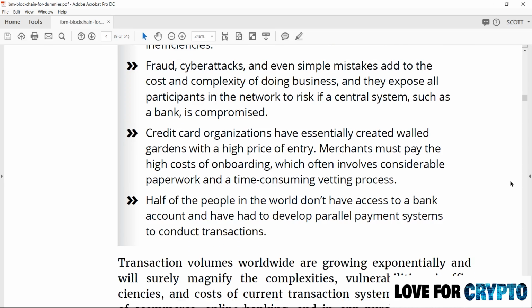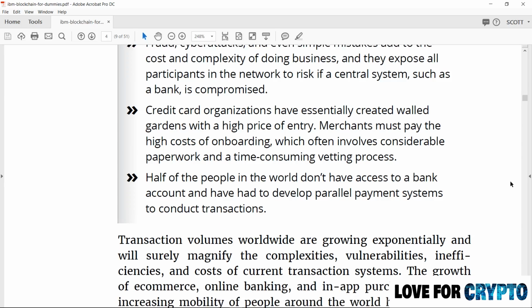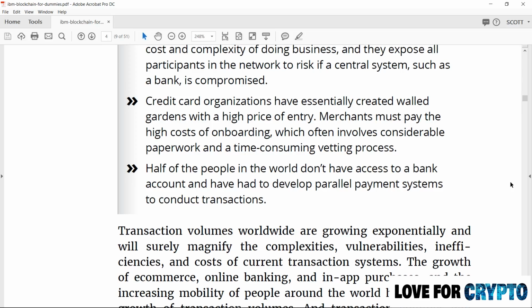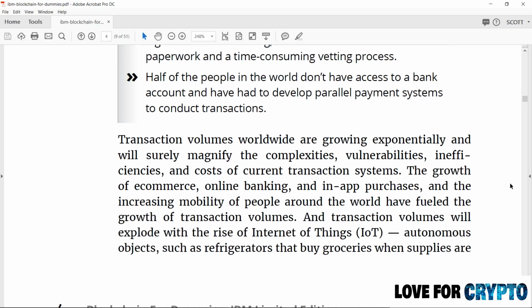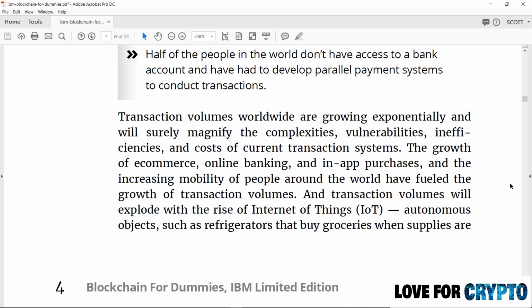Credit card organisations have essentially created walled gardens with a high price of entry. Merchants must pay the high cost of onboarding, which often involves considerable paperwork and time-consuming vetting process. Half of the people in the world don't have access to a bank and have had to develop parallel payment systems to conduct transactions. That's ridiculous. We all know that Bitcoin is going to help with that, but that's getting ahead of ourselves for these videos.